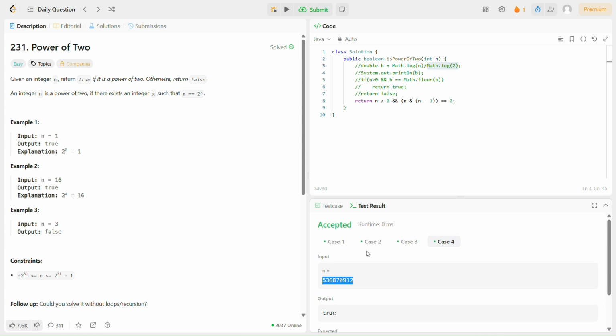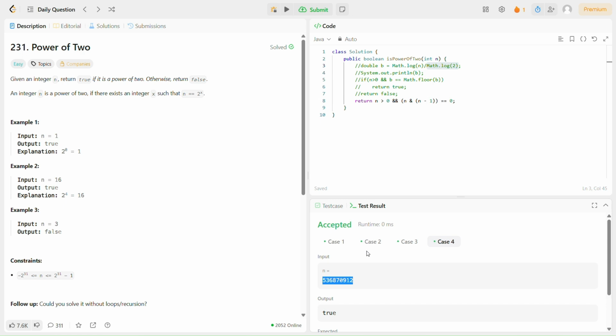Hello, today I'm solving the Leetcode daily problem for 9th of August or 10th of August, depending on the time zone you're located in. So in this problem, we are given an integer n and we have to return true if it is a power of 2, else we have to return false. So this problem looks pretty easy and it's quite straightforward.